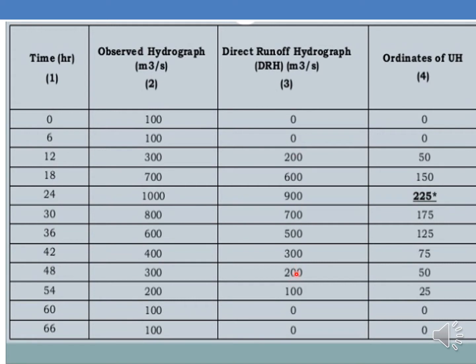So this is the third column. When you divide the third column by the rainfall, you will get the fourth column, the unit hydrograph ordinate. That is 200 by 4, 50, 600 by 4, 150, and like that you will get the values. So this is how you get the unit hydrograph from a storm hydrograph. The steps are: first subtract the base flow, then divide that by the rainfall. Here the rainfall is 4 cm.